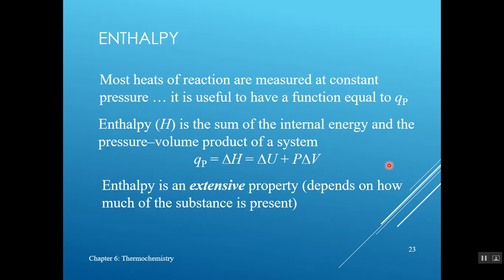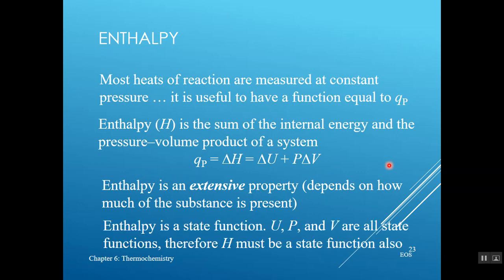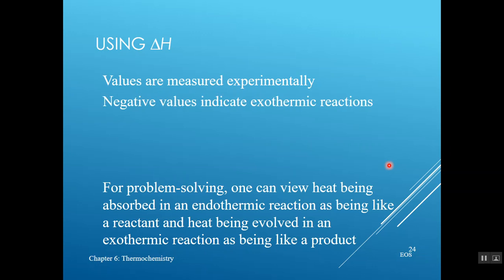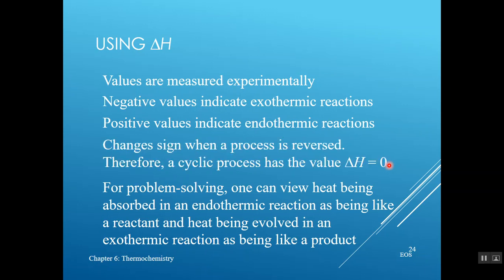Couple of things about enthalpy. It's an extensive property, which means that it depends on how much substance is present in a system, and it is also a state function. And the reason why enthalpy is a state function is because U, P, and V are all state functions. All right. So how do we use delta H? Well, firstly, let me say this. Delta H can only be measured experimentally. Negative values indicate that the reaction is exothermic. In other words, it produces heat. And positive values indicate that the reaction is endothermic. In other words, heat is absorbed in those reactions.